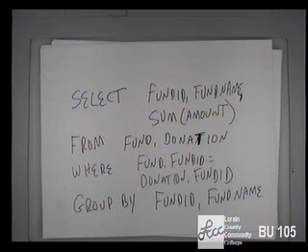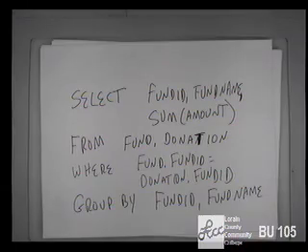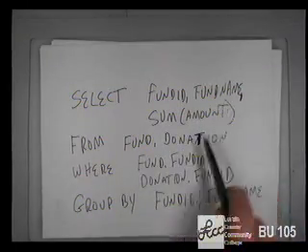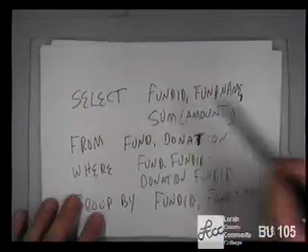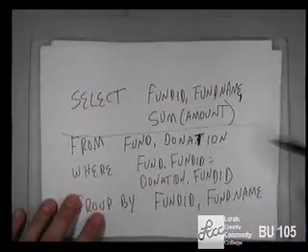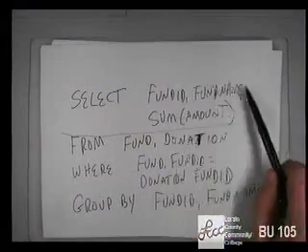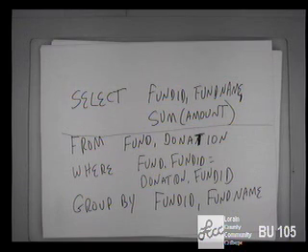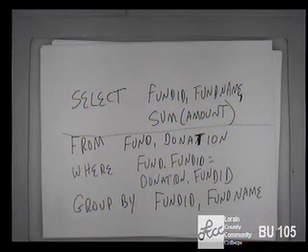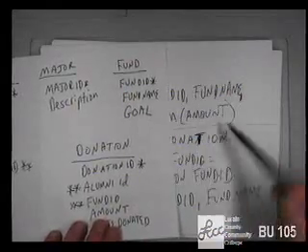The aggregate function for the total of something is the sum function. So sum, and what do we want the sum of? We want the sum of the amount. So, this part, that's the stuff that we want outputted. Fund ID, fund name, sum amount. What tables do those come from? Well, those come from the fund and the donation table.